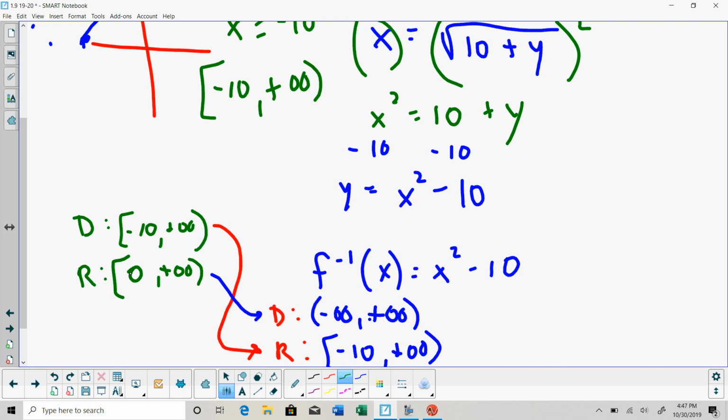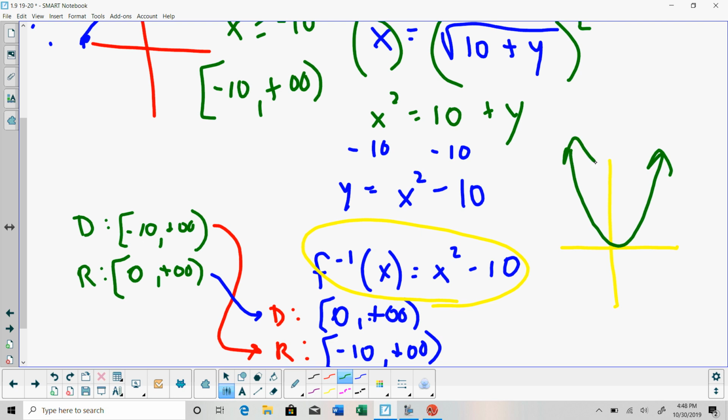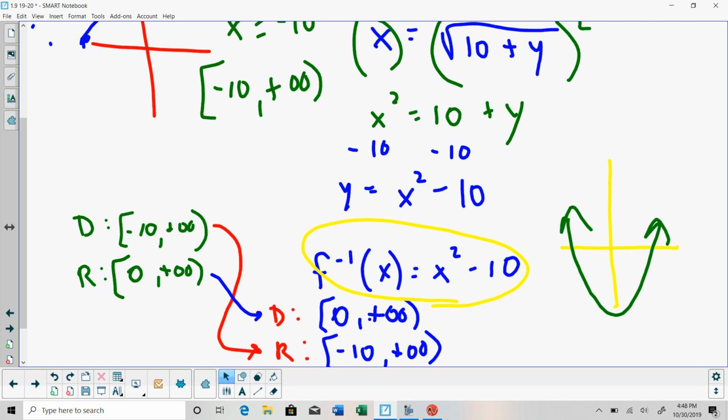So fixing this up, that means I got to erase this, fix this up. This domain of my inverse should be, I've got to erase this too, because our domain of this should be 0 to positive infinity. So that means when I want to graph this function right here, this inverse function, normally I'd be, oh, it's x squared graph. It looks like this. And wait, I just want to shift it down 10, so it should look something like this.